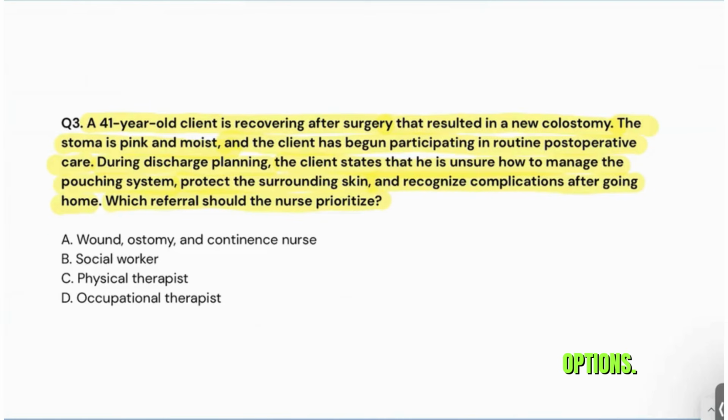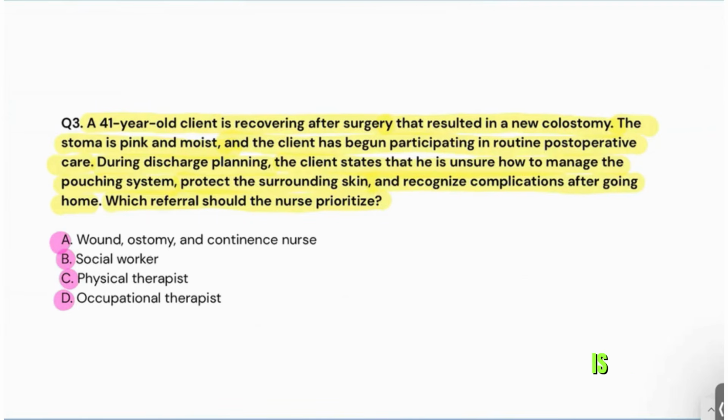Couple of options. Letter A, wound, ostomy, and continence nurse. Letter B, social worker. Letter C, physical therapy. Or letter D, occupational therapy. Pause the video, review the question and the four choices. When you're ready, come back to find the correct answer.